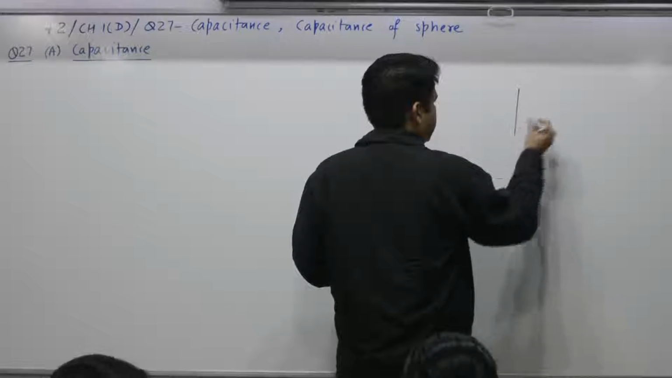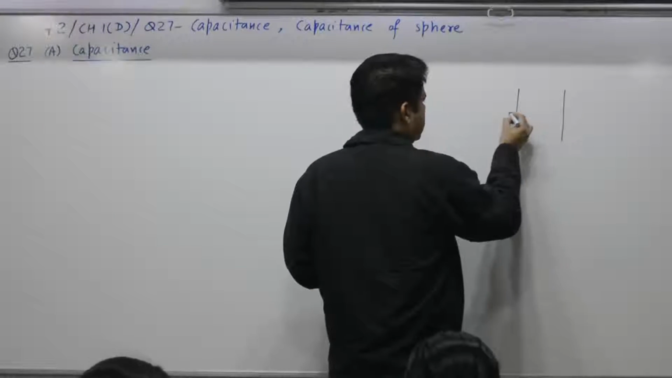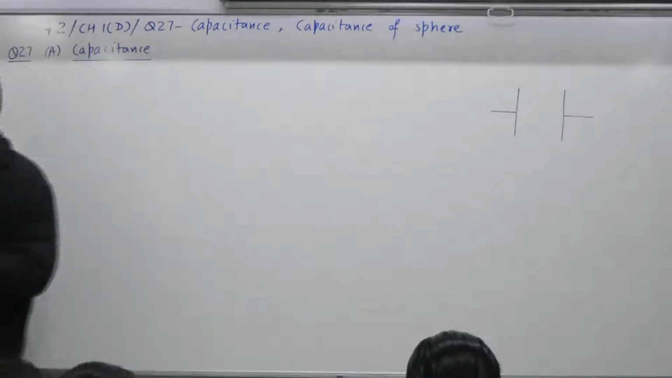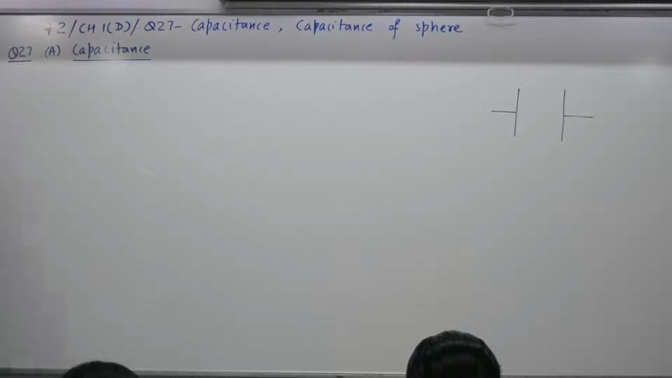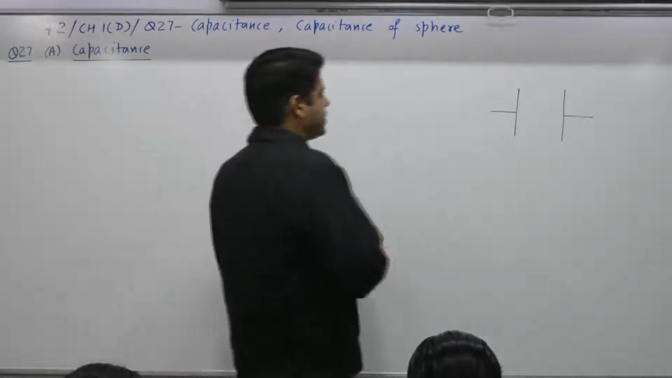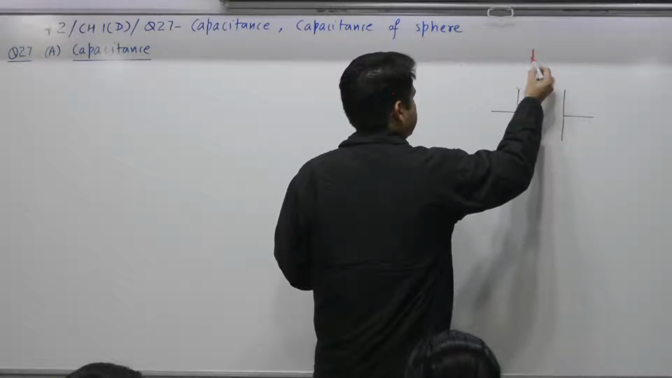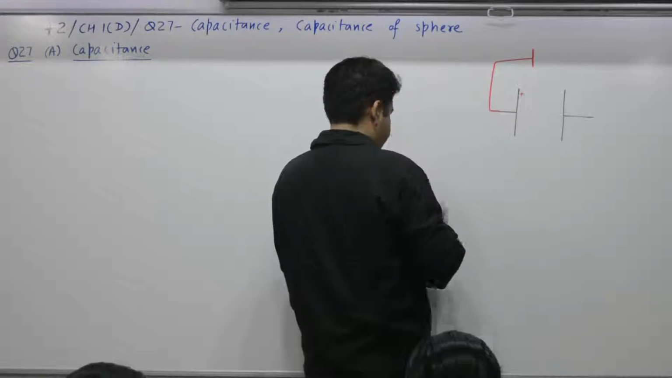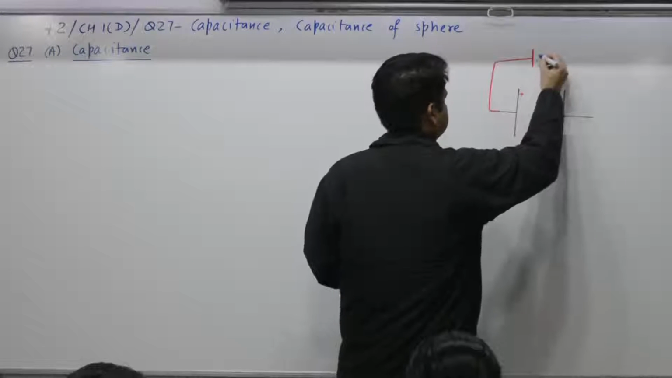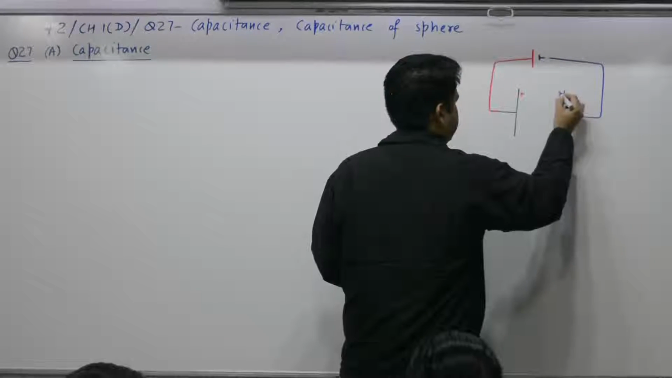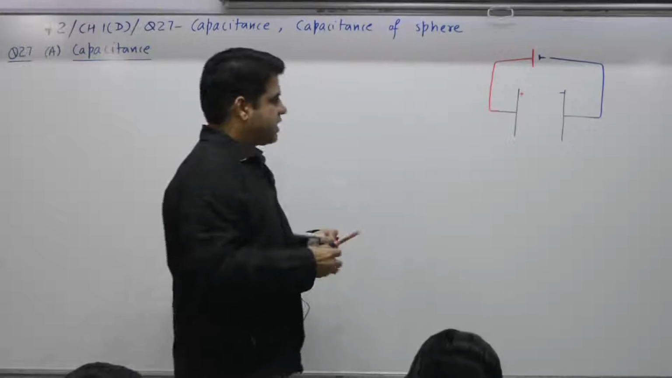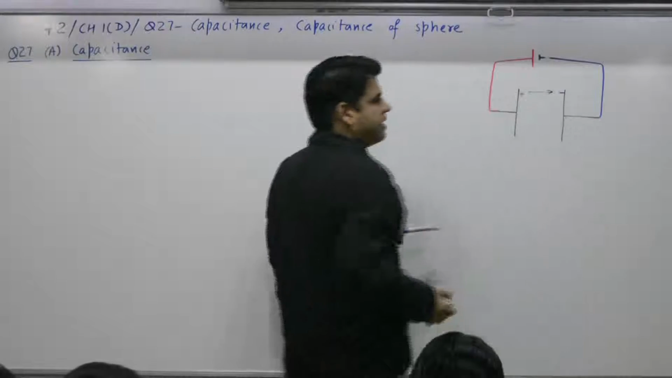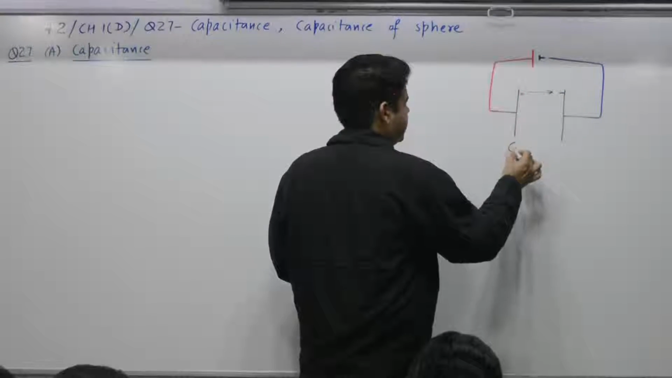The simple way of making a capacitor is to take two plates and connect them across a battery. The plate connected with the positive terminal will acquire positive charge, and the one connected with the negative terminal will acquire negative charge. So, an electric field exists between the plates from positive to negative. Suppose the charge is Q.